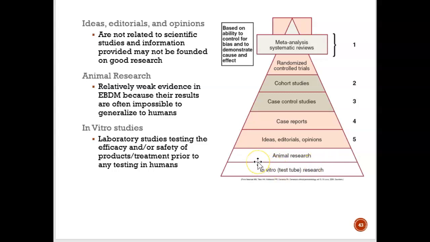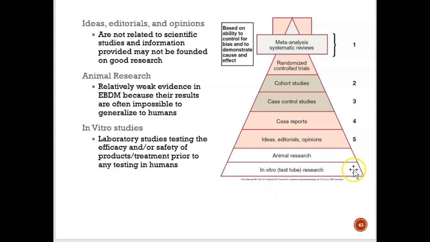Animal research, so sometimes when a new drug comes out, what they first do is they try it out on rats, and then they try it out on monkeys, and then they try it out on humans. So the reason why animal research is further down is because we need to see it on humans. We don't want to see it on animals. Yes, that's the process. Yes, we know we have to do it on animals before we can proceed to humans. But in the real world, when we're looking at research, we want to see it done in humans. Okay, so that's why animal research is further down.